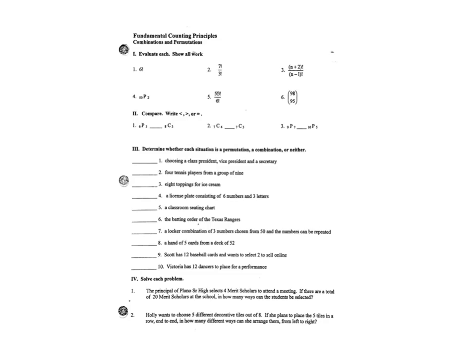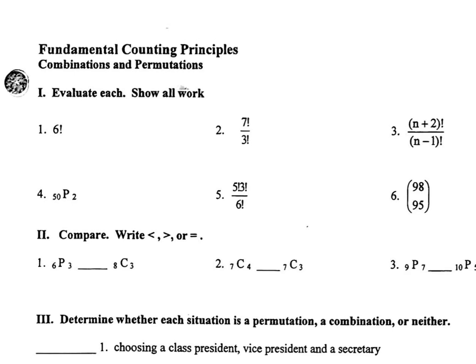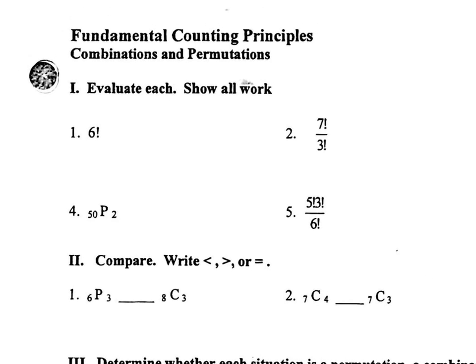In this video, we will talk about combination and permutation and review some formulas and skills that we learned in geometry. So let's go ahead and start with number 1. What does 6 factorial mean? You need to evaluate each of the following and show all work.